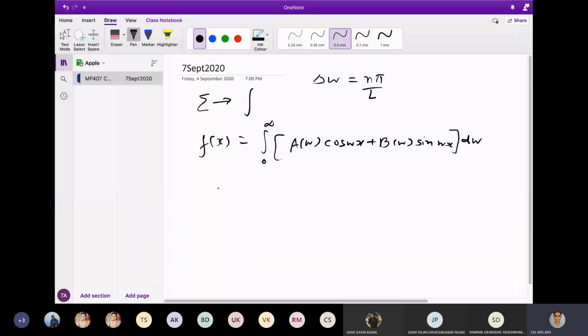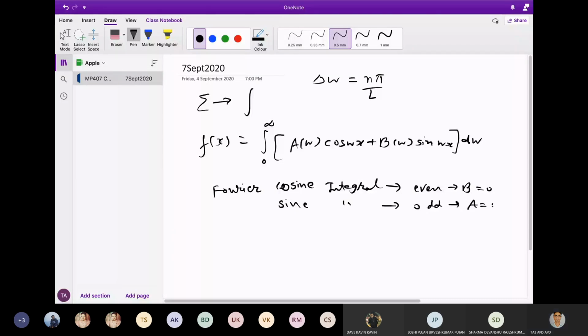Okay, and then we saw how this can be converted into Fourier cosine integral and Fourier sine integral. So for Fourier cosine integral, we said it concerns the even functions. So for even functions, we set b equal to 0, and Fourier sine integral concerns the odd functions, and for that we set a equal to 0.